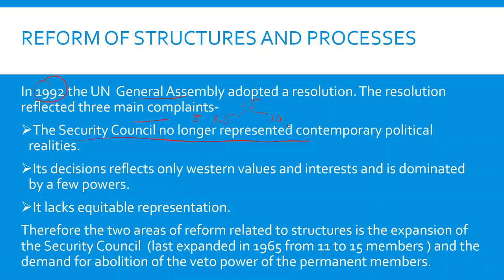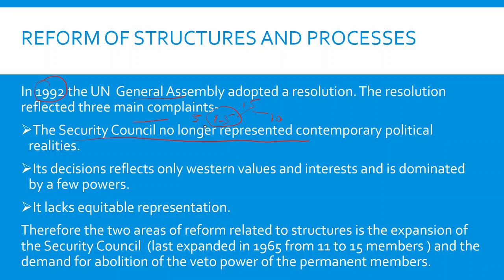Those countries which were the biggest powers at that time were given the status of P5, the permanent 5. Now at present, there are many countries which have become very powerful. So this reality of the world should also get reflected in the Security Council, which is not happening. So the first point was this.